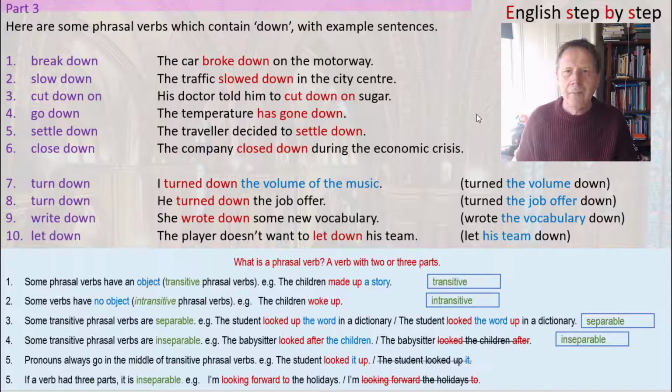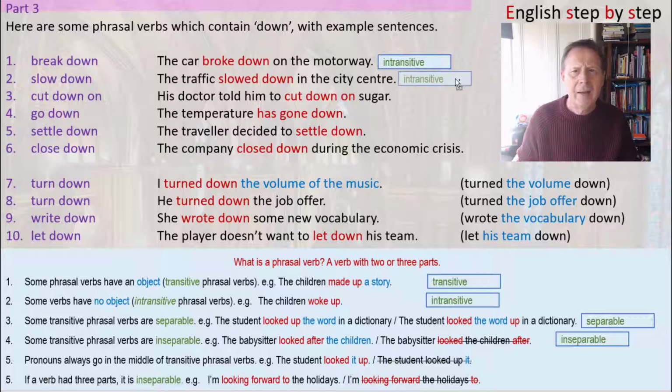So now let's look again at these phrasal verbs with down, so we can see what kind of phrasal verbs they are. The first one, break down. The car broke down on the motorway. Well, we can see there is no object. The car broke down. You could also say the machine broke down, the engine broke down. These are examples of verbs with no objects, so it's intransitive. The next one, the traffic slowed down in the city centre. Again, the traffic slowed down, the car slowed down, the tractor slowed down, the plane slowed down. Again, intransitive.